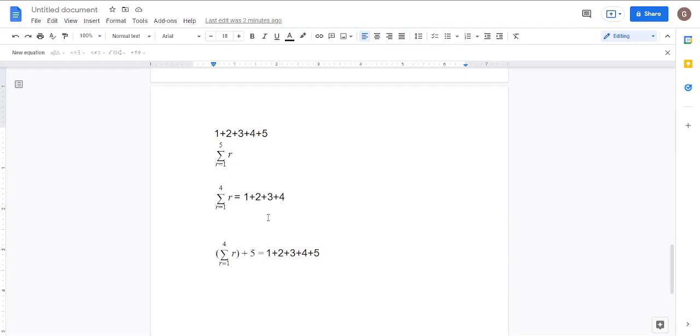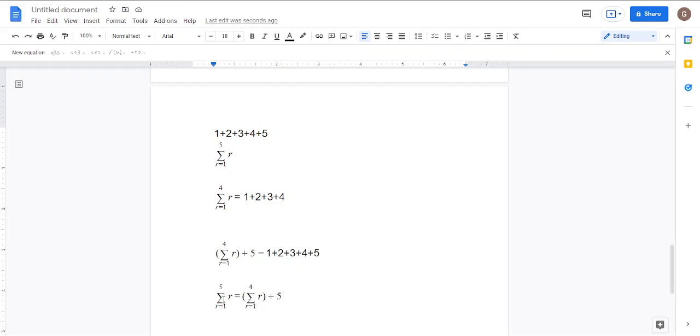So I now might ask the question. If this is equal to 1 plus 2 plus 3 plus 4 plus 5, and this is equal to 1 plus 2 plus 3 plus 4 plus 5, can I say that this is the same thing as this? Yeah, I actually think so. Right, you'll be correct because it's the same thing.